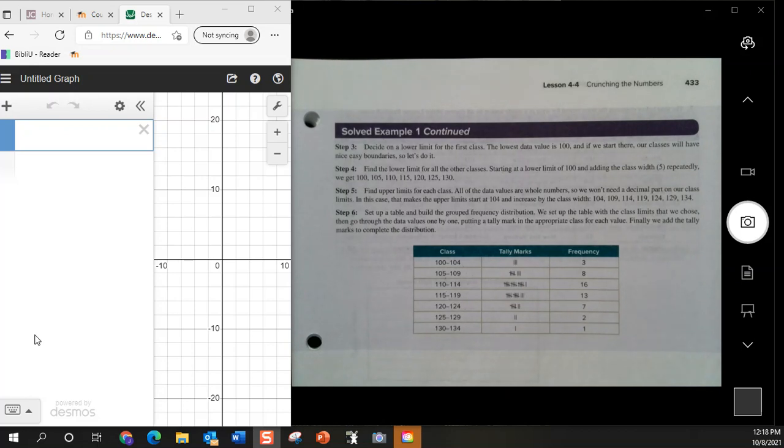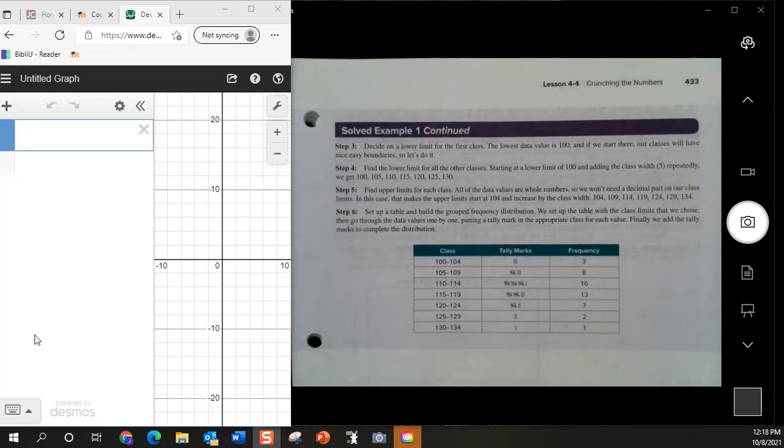Says set up a table and build the group frequency distribution. We set up the table with the class limits that we chose, then go through the data values one by one. Put in a tally mark in the appropriate class for each value. Finally, we add the tally marks to complete the distribution, which we show here.